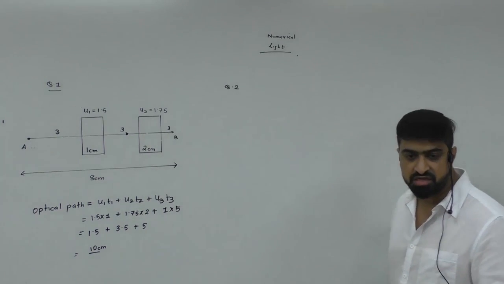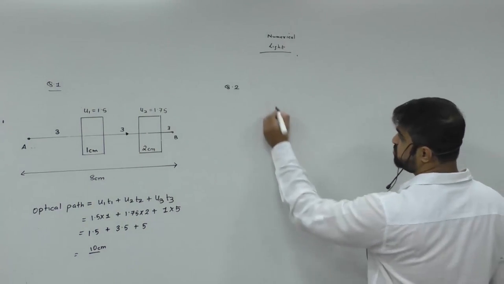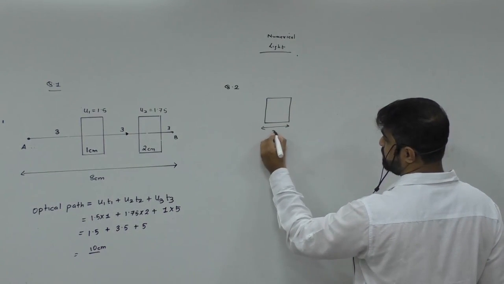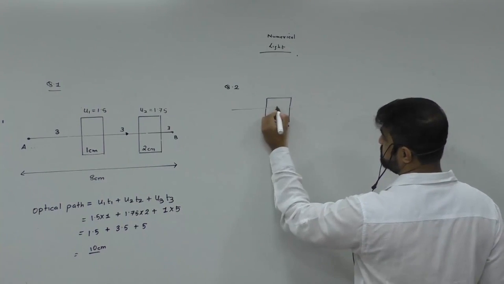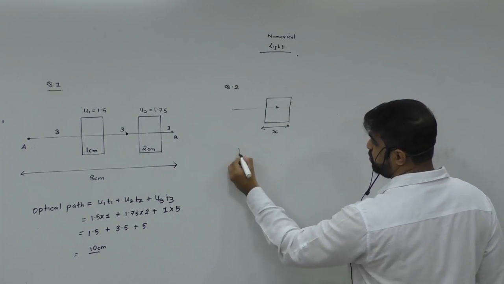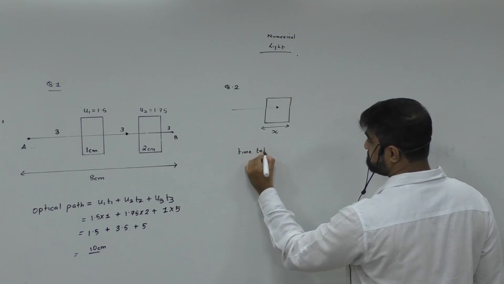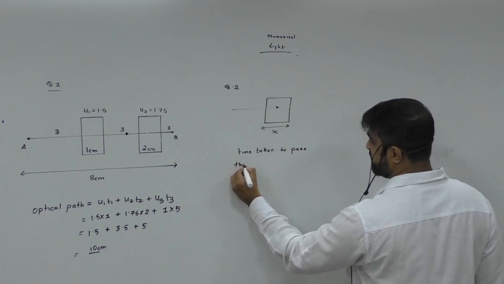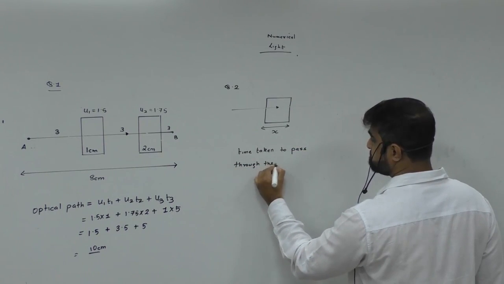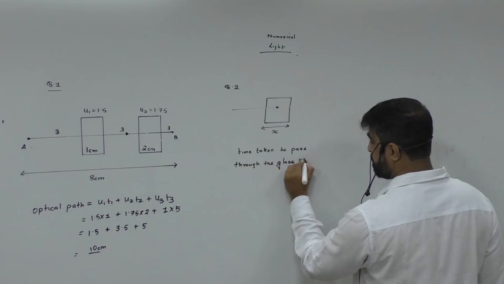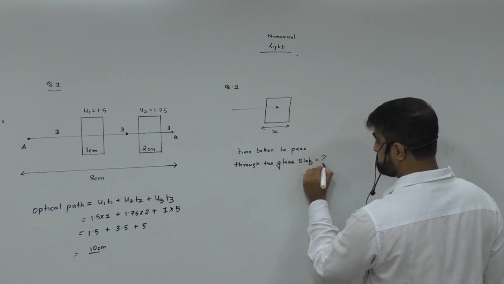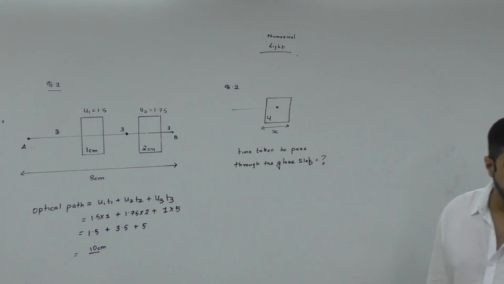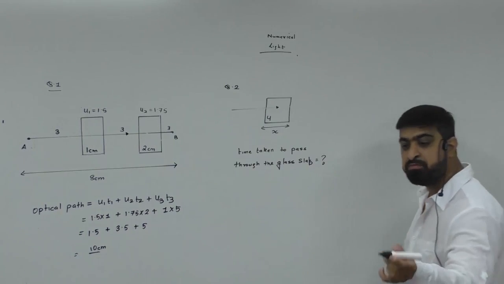Before doing this sum, try to understand one thing. Suppose there is a glass slab of thickness x. Light passes through it. They are asking you how much is the time taken to pass through the glass slab. The refractive index of the glass slab is mu. We know when light goes into the glass slab, speed will become c by mu.